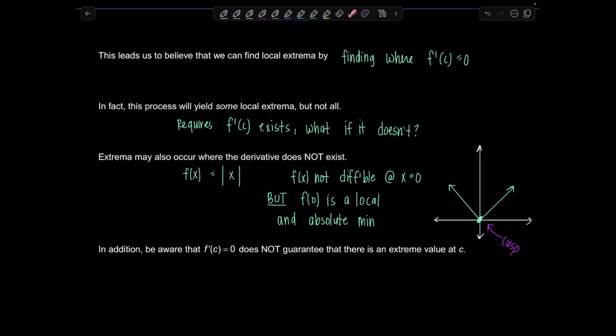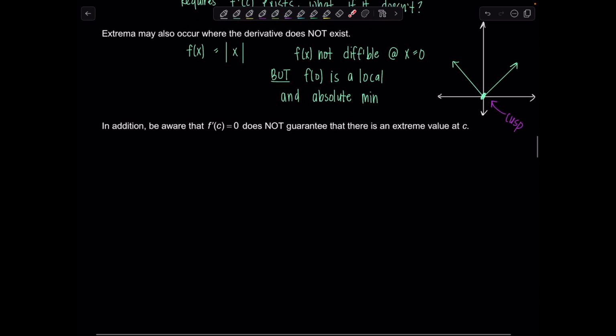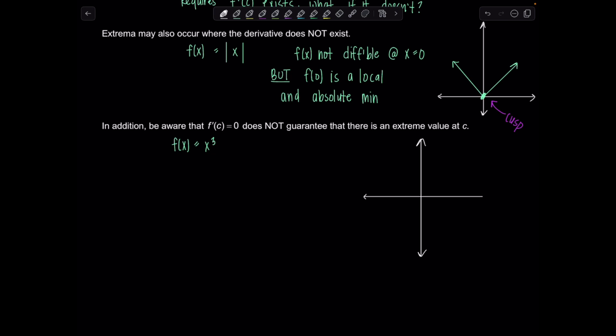And one more thing, just because the derivative is 0, it doesn't guarantee that we have an extreme value, a local min or a max. I want you to think back to f of x equals x cubed. Remember what that guy looked like? We just graphed him. You're like, of course, Professor V. How could I have forgotten?